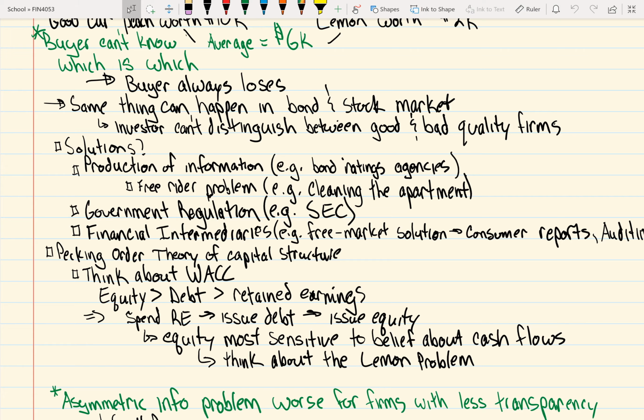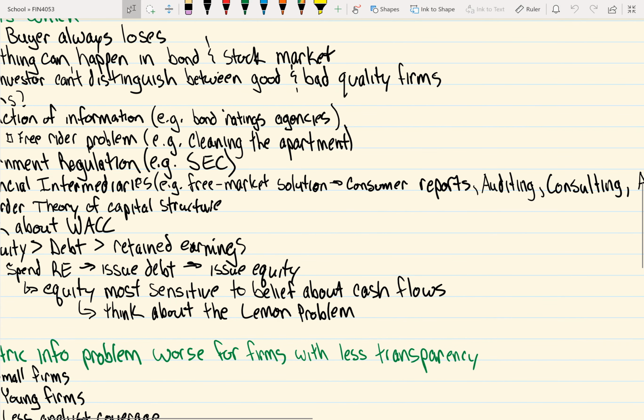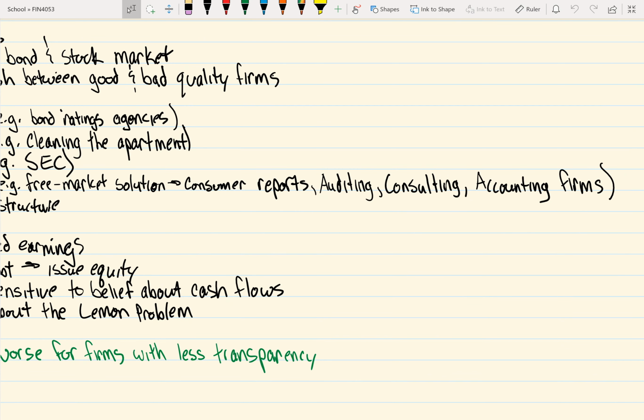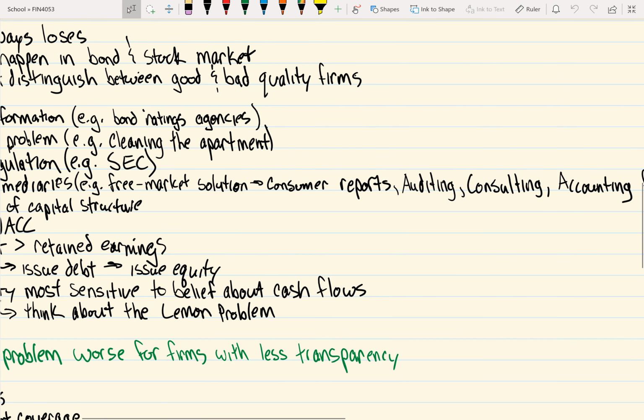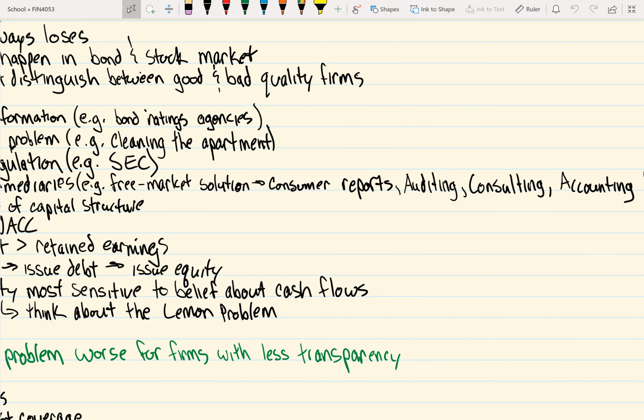And lastly would be financial intermediaries. So this is kind of the free market solution. So like auditing, consulting, or accounting firms, and you can also buy like consumer reports. I think like Nielsen, if you're familiar, they do that type of thing. So again, this kind of ameliorates the free rider problem too, because essentially the investors would have to pay to try to eliminate the asymmetric information.